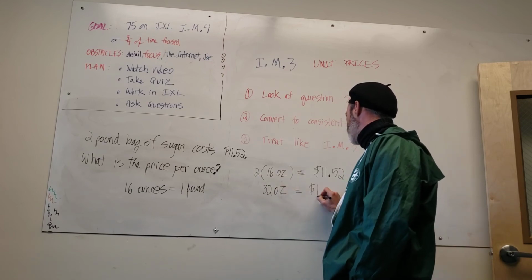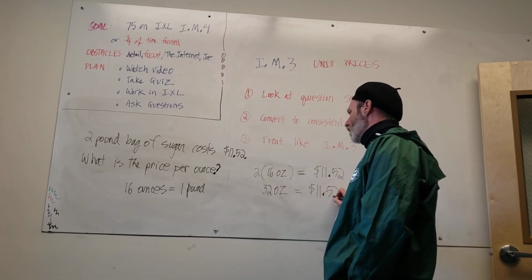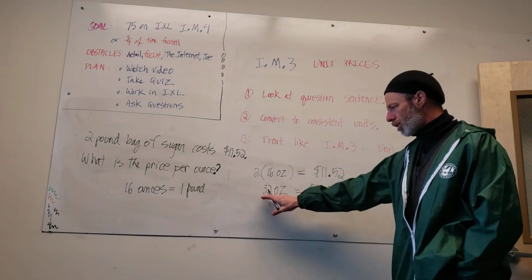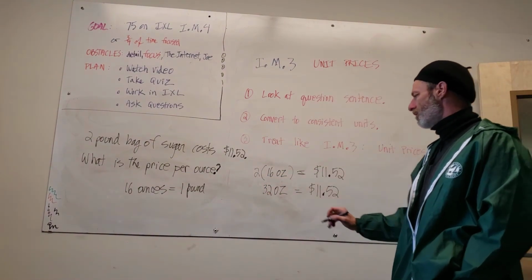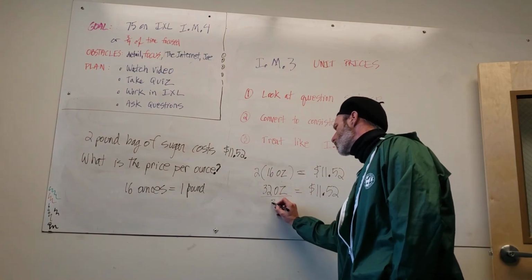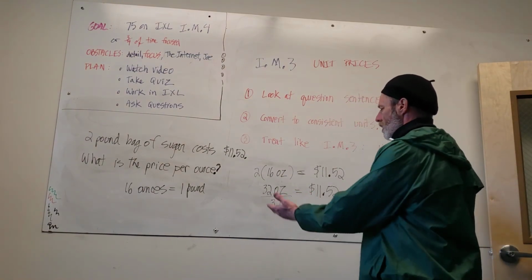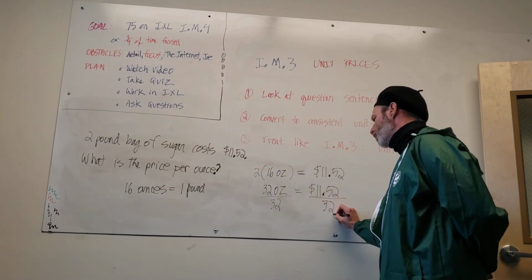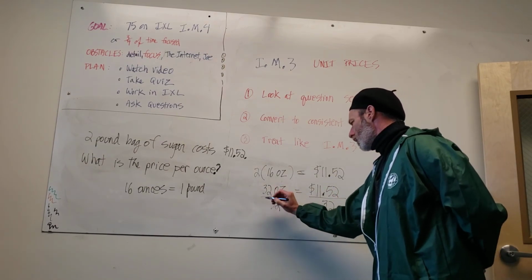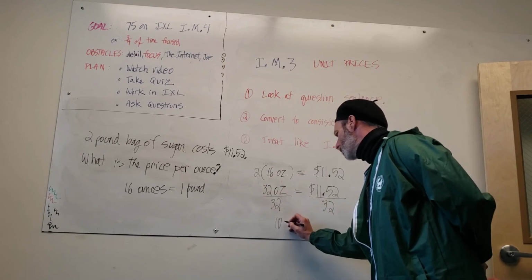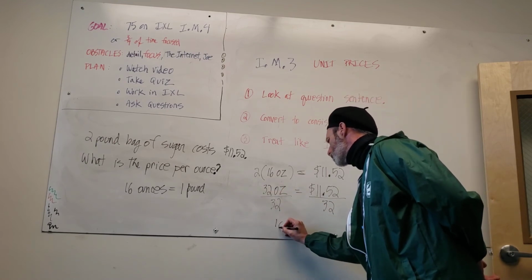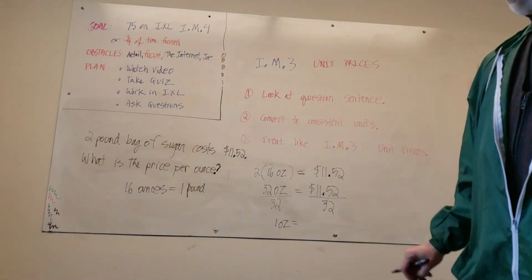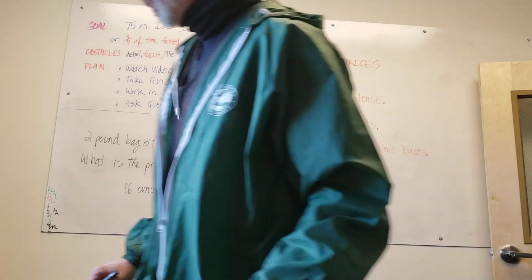Costs $11.52. And we're asked for the price per ounce. That's for 1 ounce. We've got 32 ounces here as $11.52. To get 1 ounce, we divide by 32. We do the same thing to both sides of the equation, divide by 32. And we're left with 1 ounce. 1 ounce costs $11.52 divided by 32.